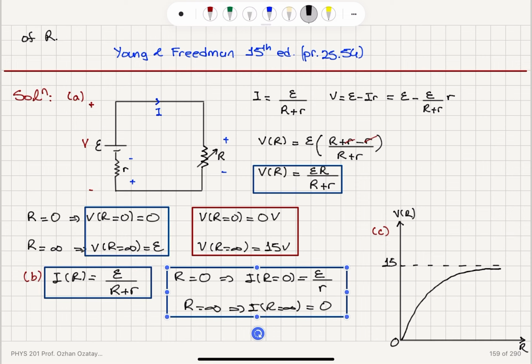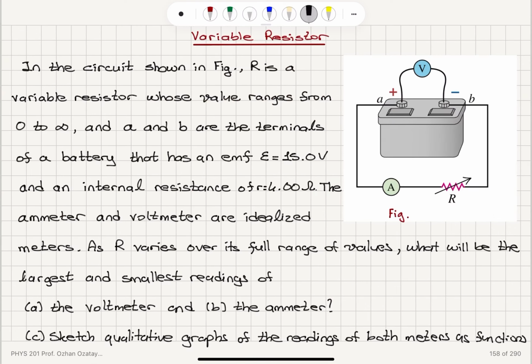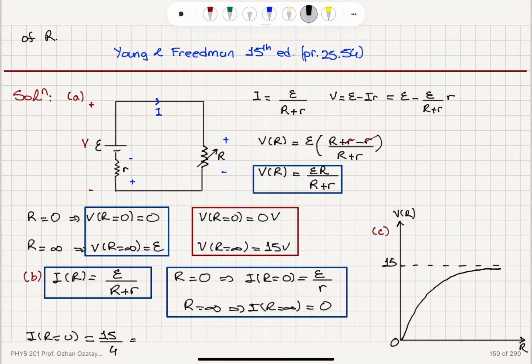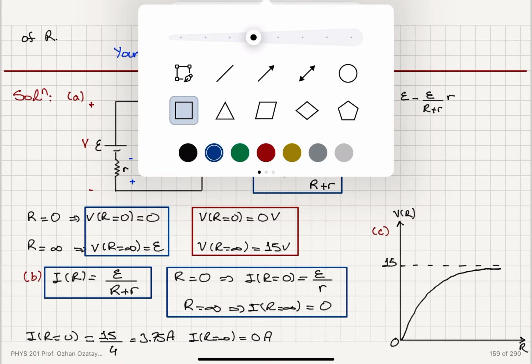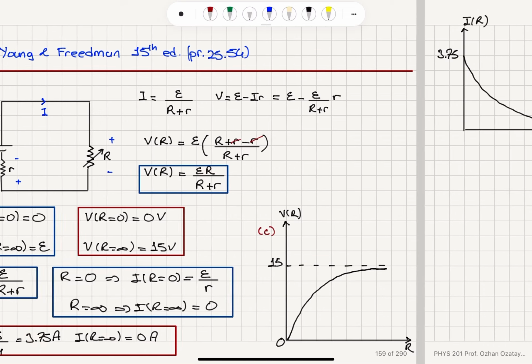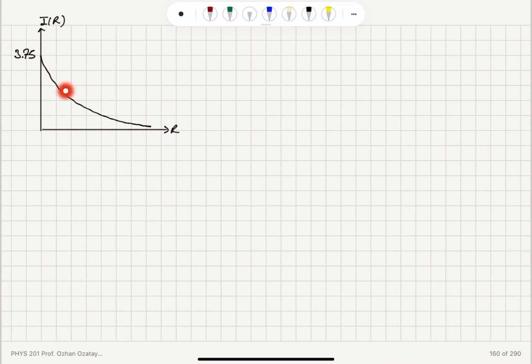For the numerical values at R equal to zero, I have 15 volts divided by 4 ohms. That was the internal resistance r. So this gives me a current reading of 3.75 amps on the ammeter. And when R is equal to infinity, once again, the current is 0 amps. So if I plot current as a function of resistance, it should asymptotically approach 0 starting from 3.75 amps. So here we go. It starts from 3.75 and approaches zero asymptotically as R increases.